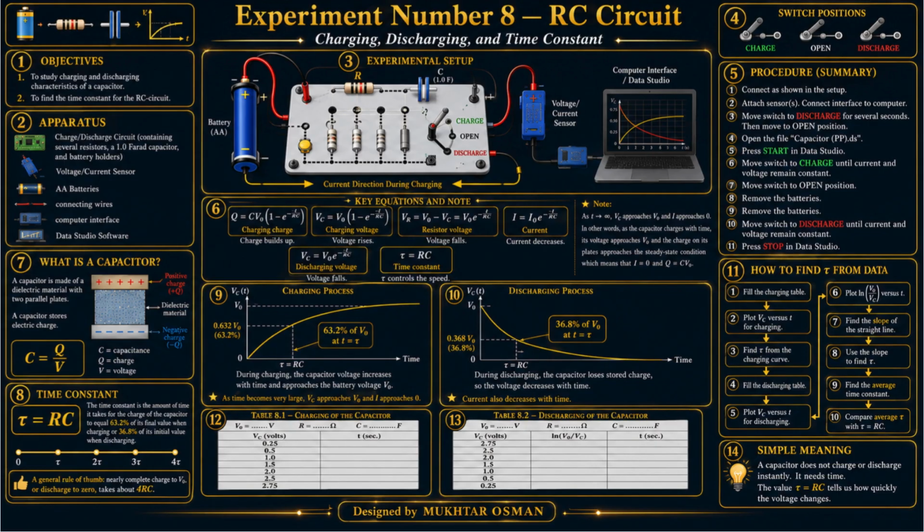Experimental setup. 1. Battery AA. 2. Resistor R. 3. Capacitor C equals 1.0 farads. 4. Charge/open/discharge switch. 5. Voltage/current sensor. 6. Computer interface/Data Studio.